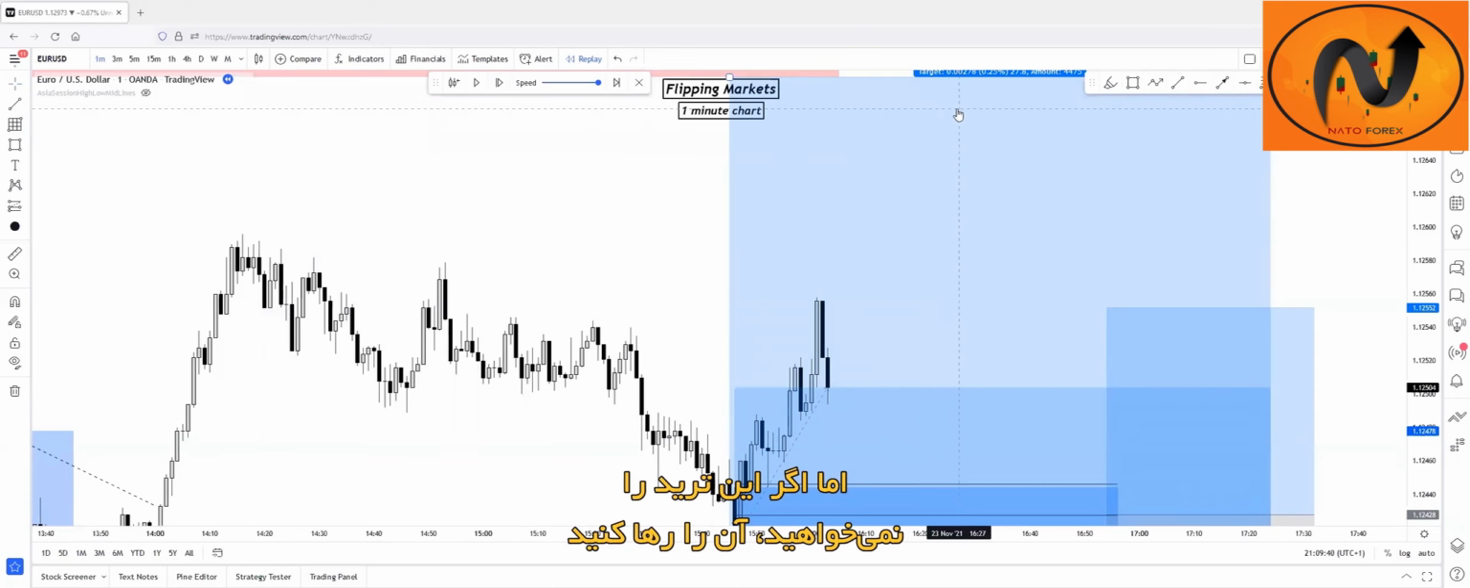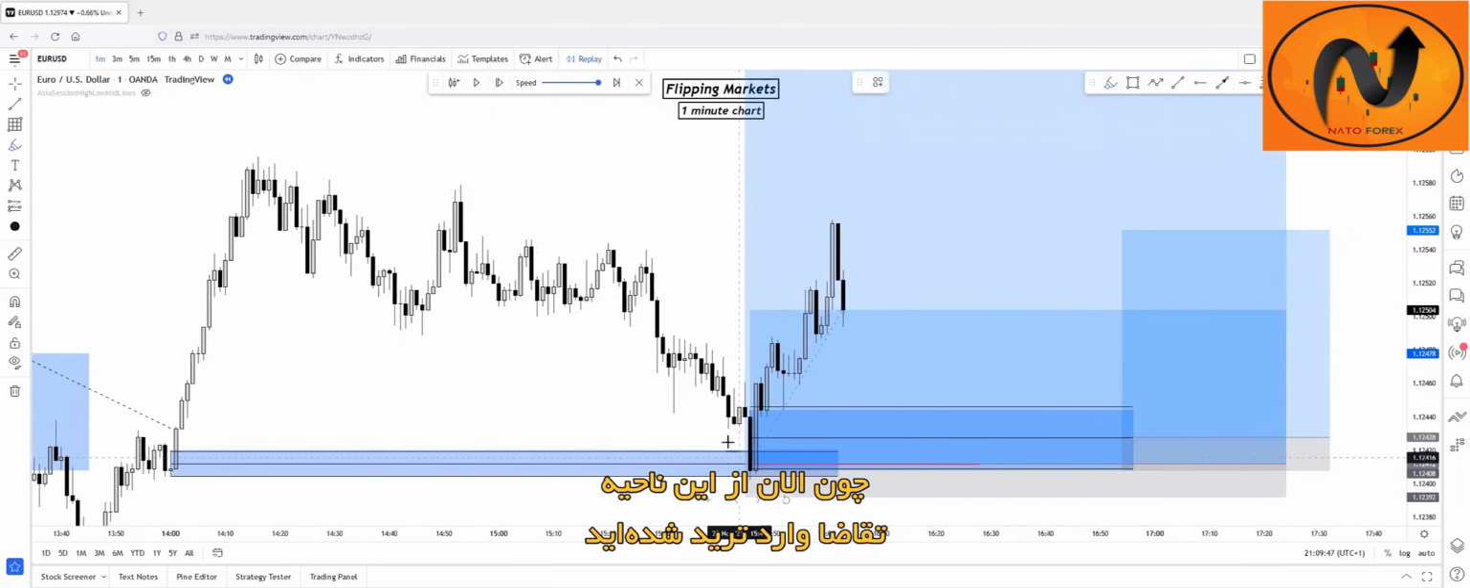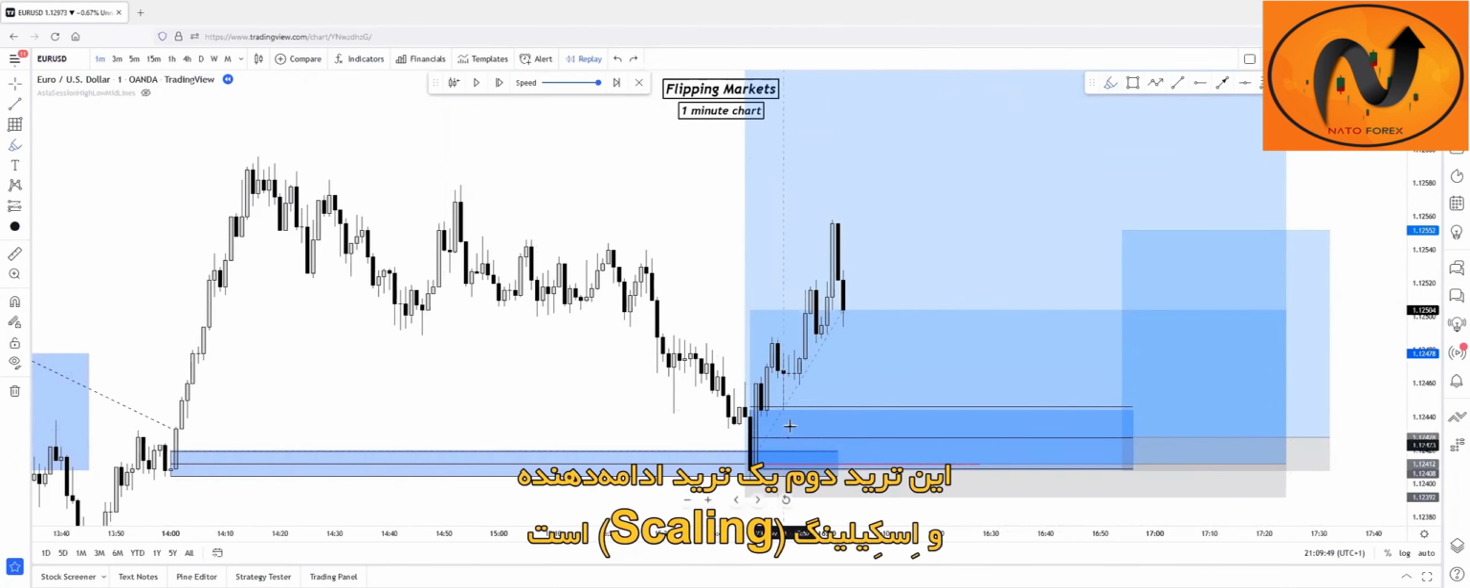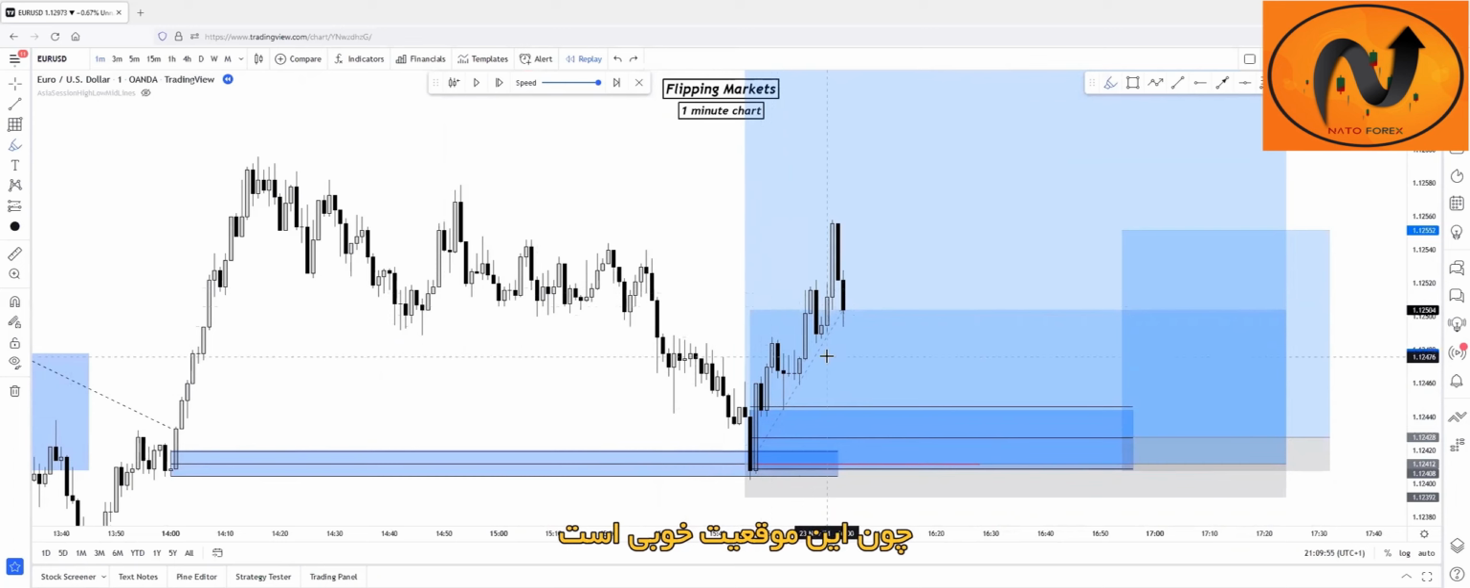If you'd like to skip this trade, you can actually do that because you are already in a trade from this demand zone. This is just a continuation trade. This is a scalping trade. I'm just showing you that you can scalp a trade right here because it's actually perfect.